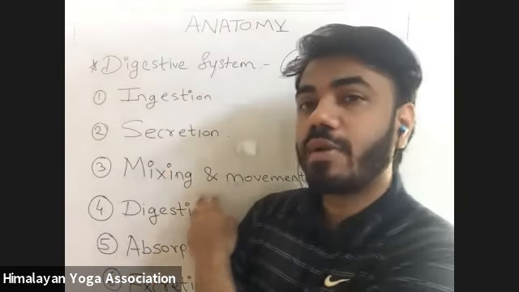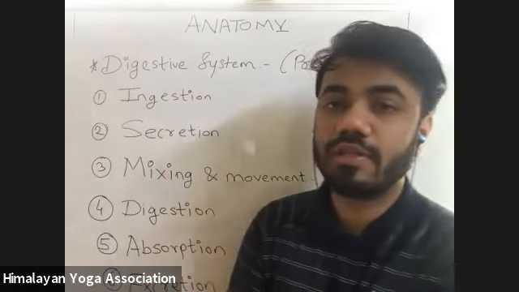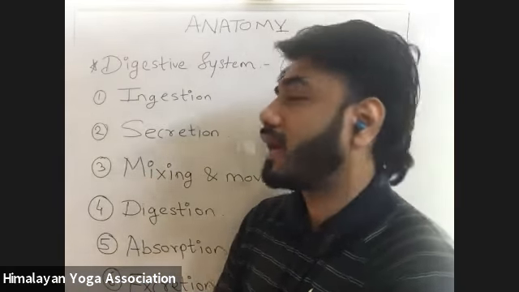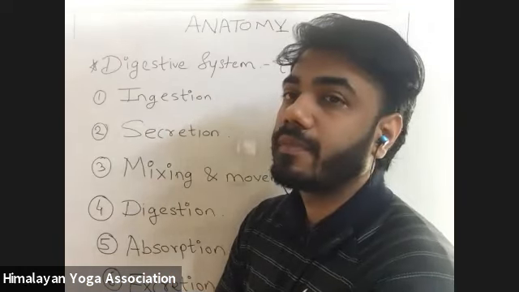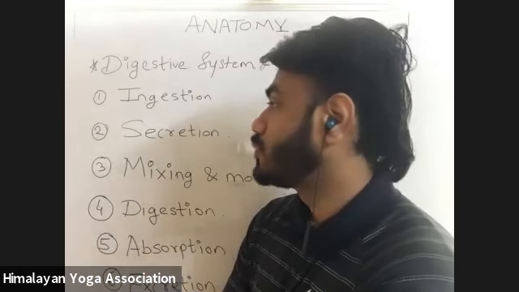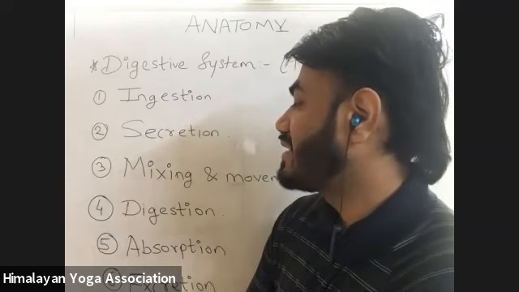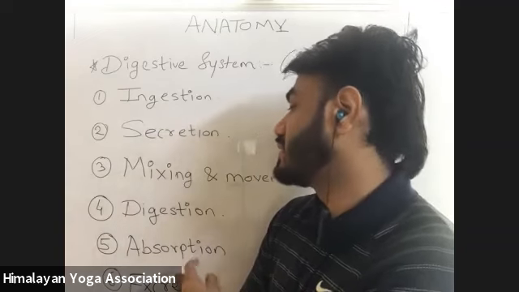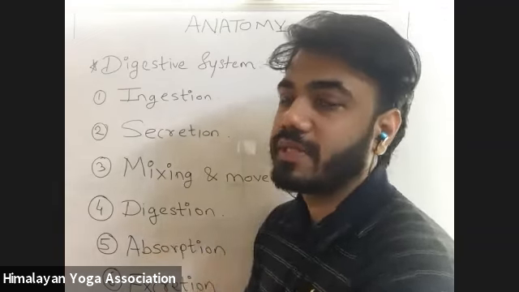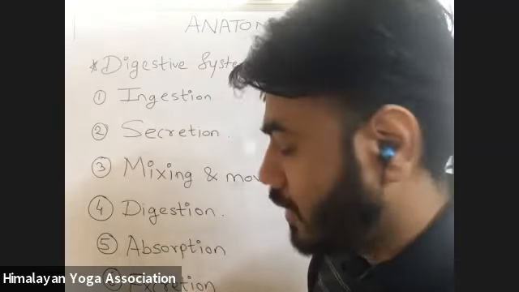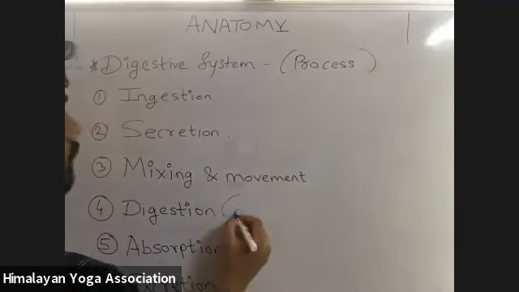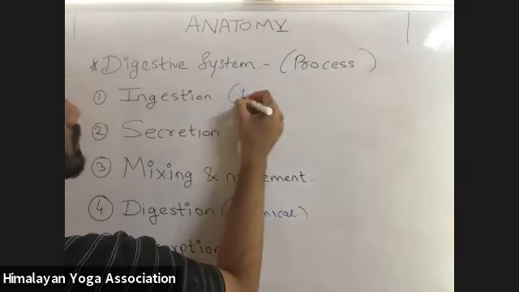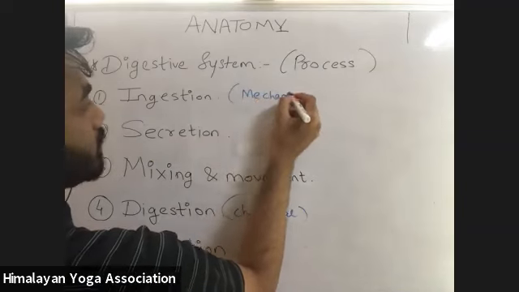So the mixing and movement process is nothing but the food mixing with these enzymes and the acids here in our food pipe, and it will be getting into our stomach. So it will be going into our stomach. As it moves and mixes in our stomach with acid, the chemical digestion process begins. So here we write down the chemical digestion process. Here it will begin. Here the ingestion process was the mechanical digestion process.